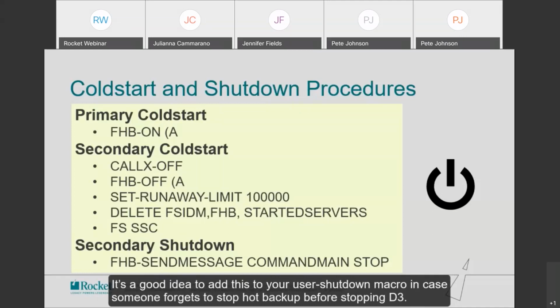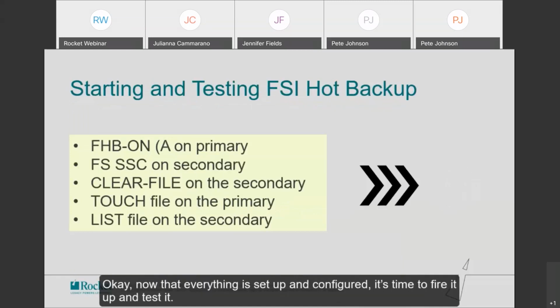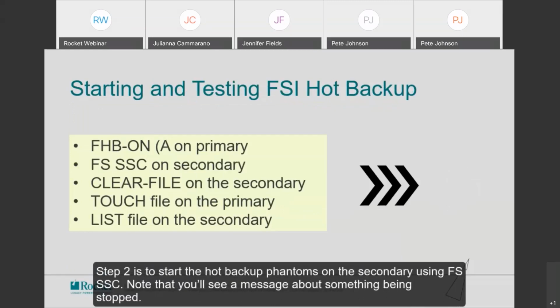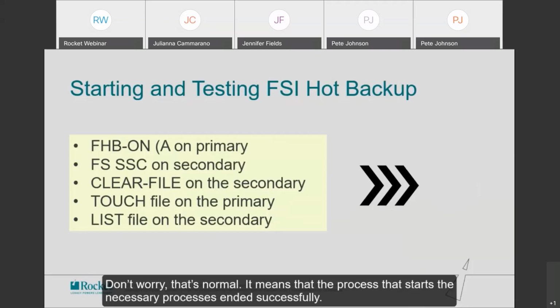before stopping D3. Okay, now that everything is set up and configured, it's time to fire it up and test it. Step 1 is to enable global enqueuing on the primary with an FHB on command with the A switch. Step 2 is to start the hot backup phantoms on the secondary using FSSSC. Note that you'll see a message about something being stopped. Don't worry, that's normal. It means that the process that starts the necessary processes ended successfully.